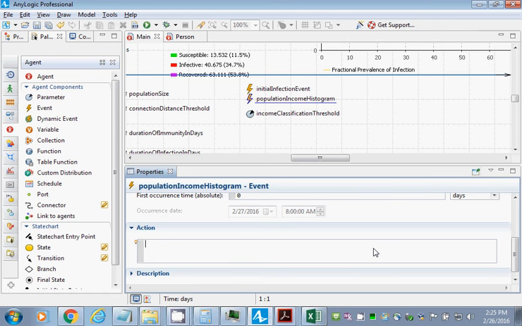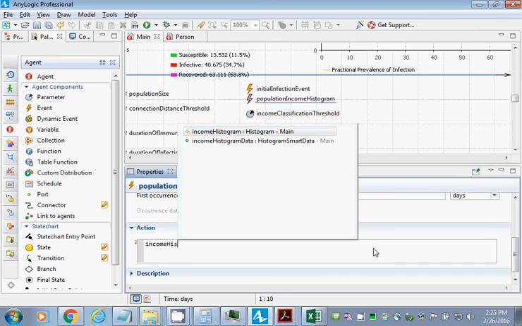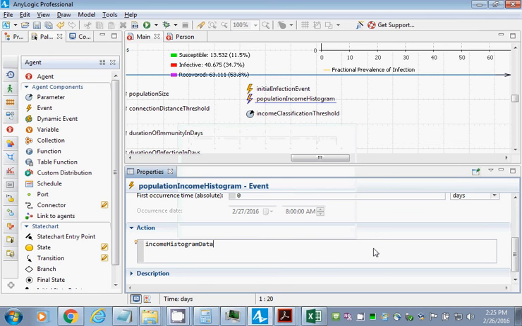So as a general rule, we don't actually need to do it here specifically, but we will reset the income histogram data. We'll do income histogram data reset. It's a good habit to be in.